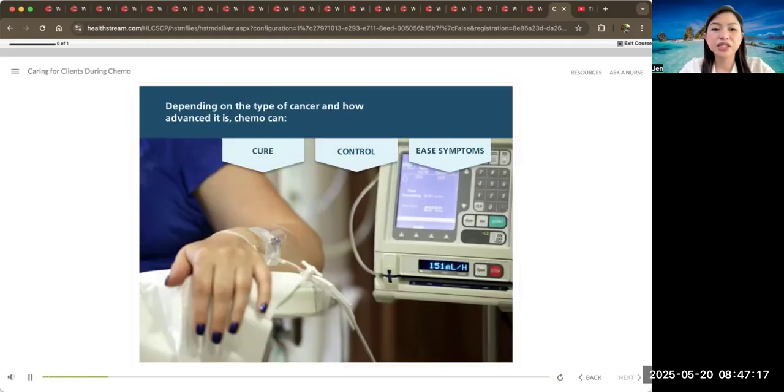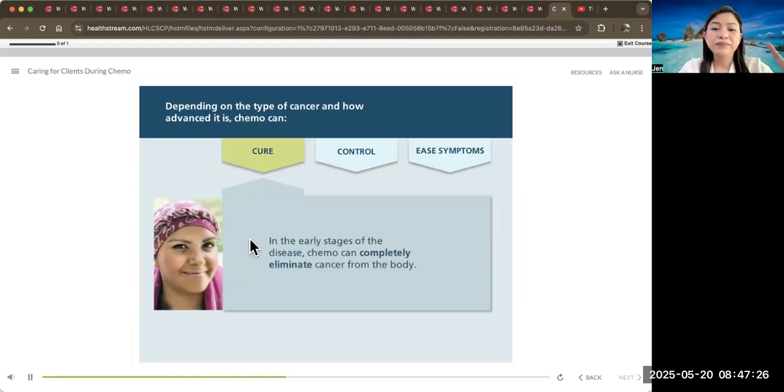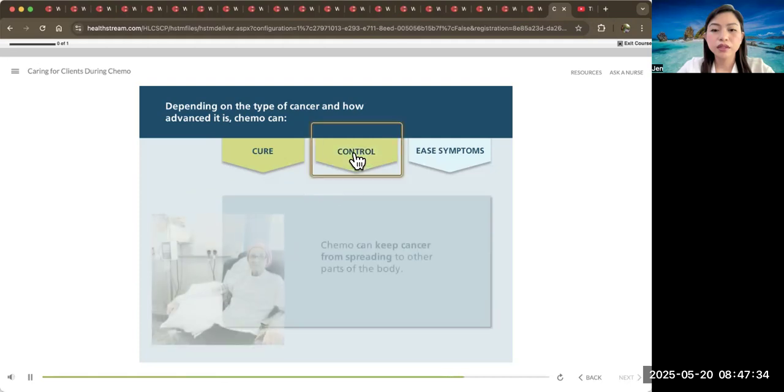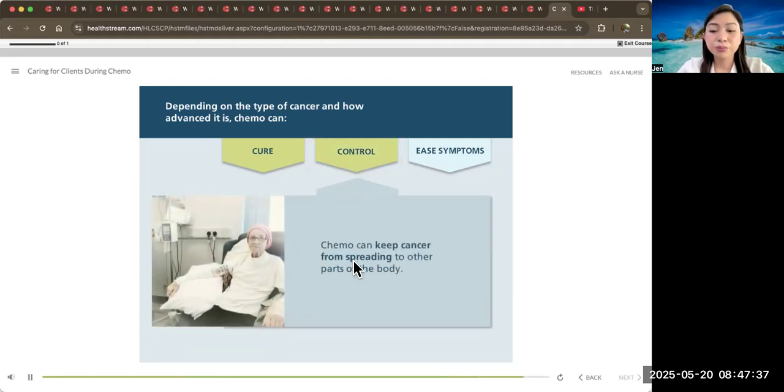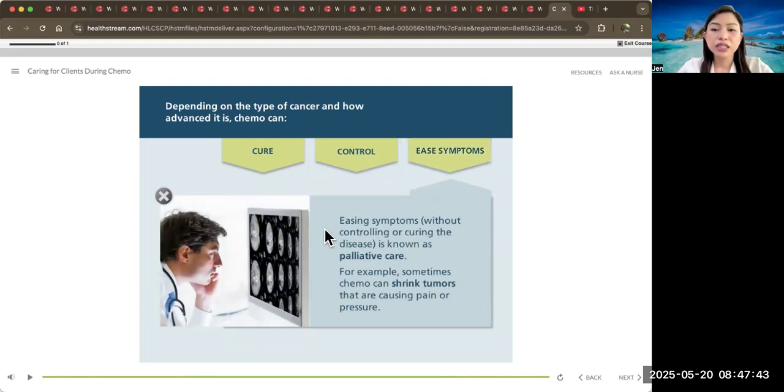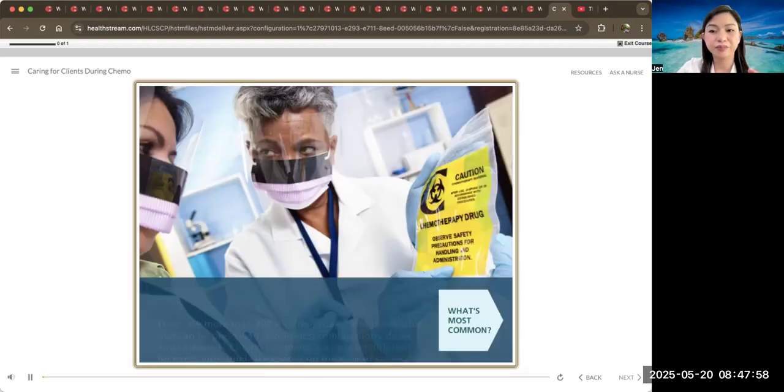Depending on the type of cancer and how advanced it is, chemo can cure, control, and ease symptoms. Let's go to cure first. In the early stages of the disease, chemo can completely eliminate cancer from the body. Chemo can keep cancer from spreading to other parts of the body. And chemo can ease symptoms without controlling or curing the disease. It is known as palliative care. For example, sometimes chemo can shrink tumors that are causing pain or pressure.